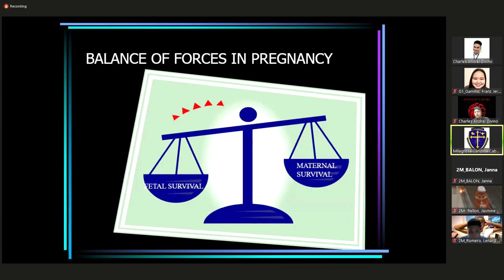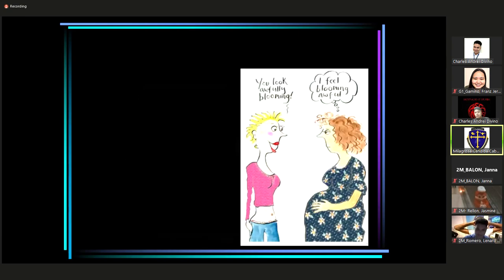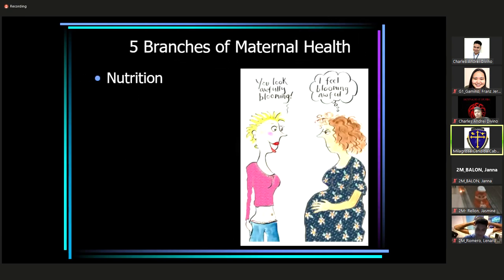Sige. So, in pregnancy also, there should be balance of forces. Hindi po pwede na uunahin natin si mother for survival, then ang fetus ay baba. Dapat pantay po sila. Kung si mama nanganak, wala dapat complication si mama, as well as the baby. So, dapat pantay po siya. Balance siya supposedly. Alright? So, we have 5 branches of maternal health.